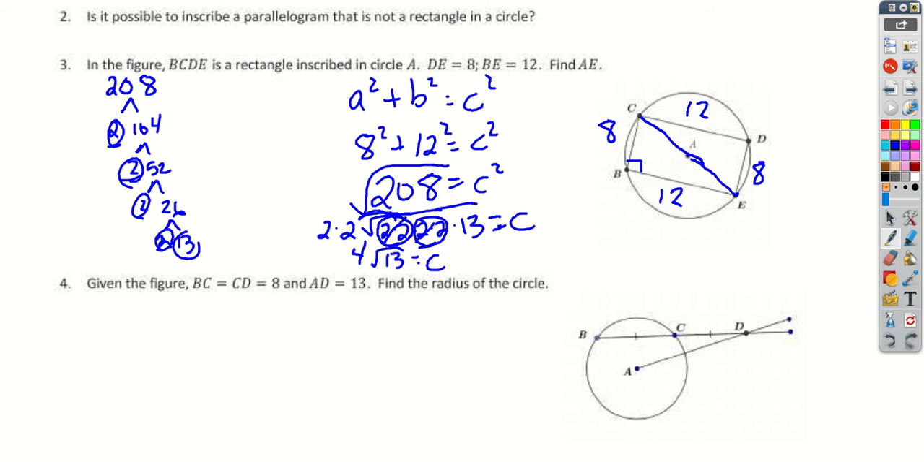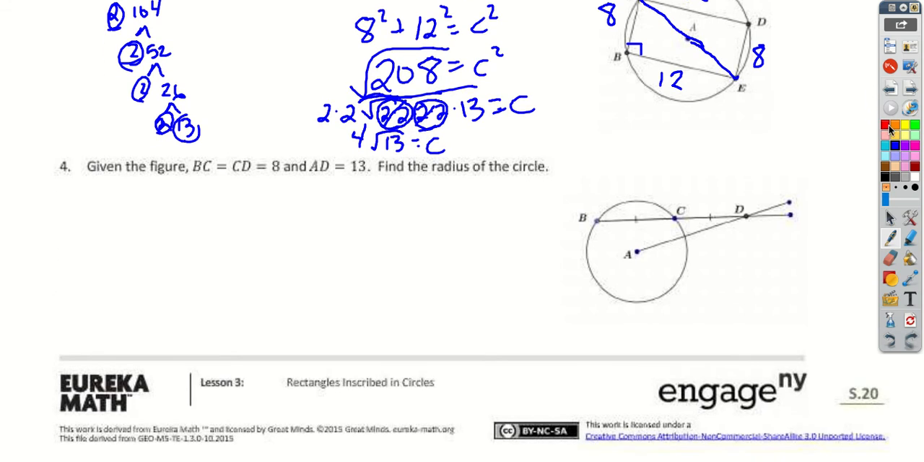All right. In number 4, same type of question. Well, not exactly the same type. But we're looking to remember, wherever possible, to use radii to help us out here. So BC and CD are both 8. So this is 8. This is 8. And AD is 13. We're trying to find the radius of a circle.